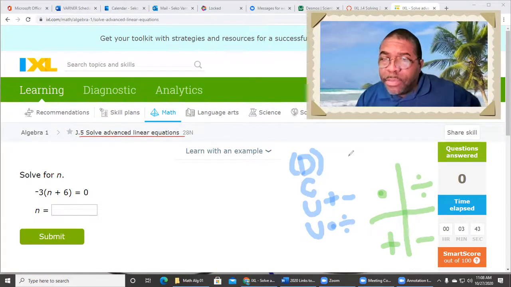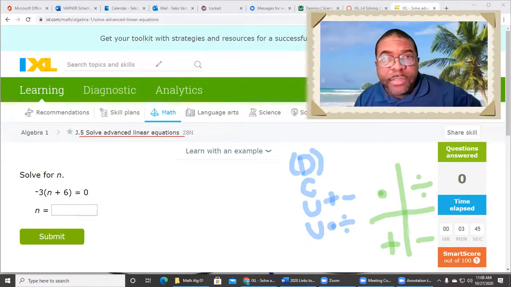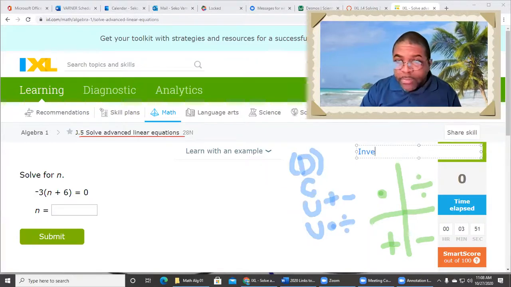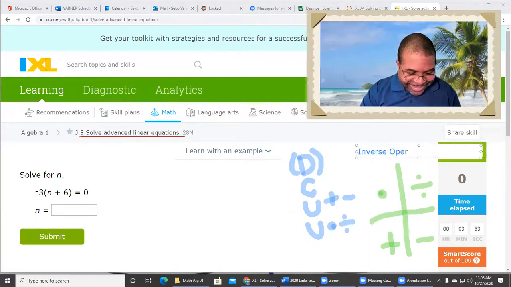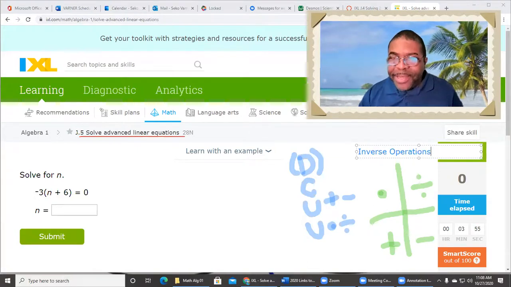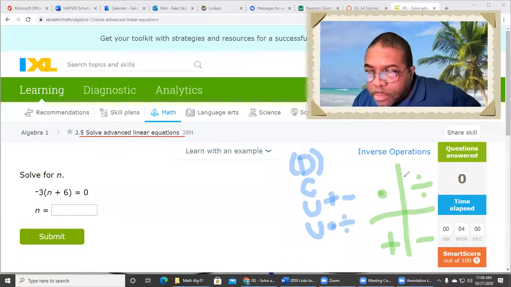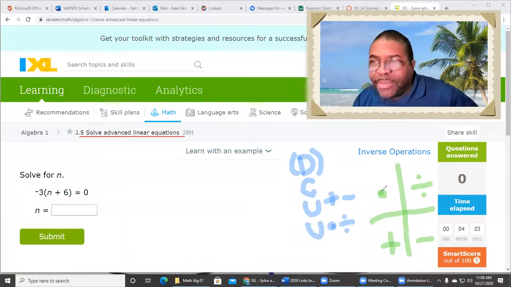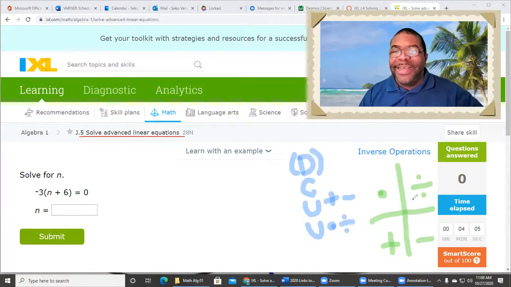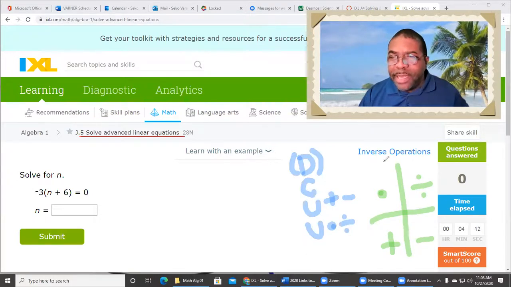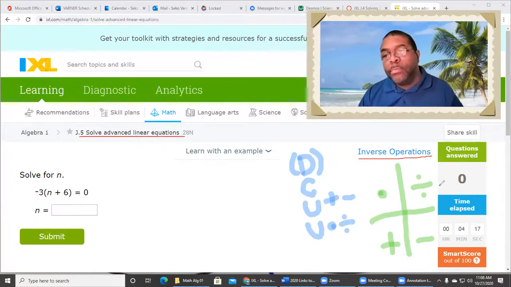The other thing you're going to use is inverse operations. Do you remember that? Inverse operations? When we look at inverse operations, we're looking at the opposite or the inverse of multiplication, which is division, and the opposite or inverse of addition is subtraction. We're just doing the opposite. That's what inverse operations are.